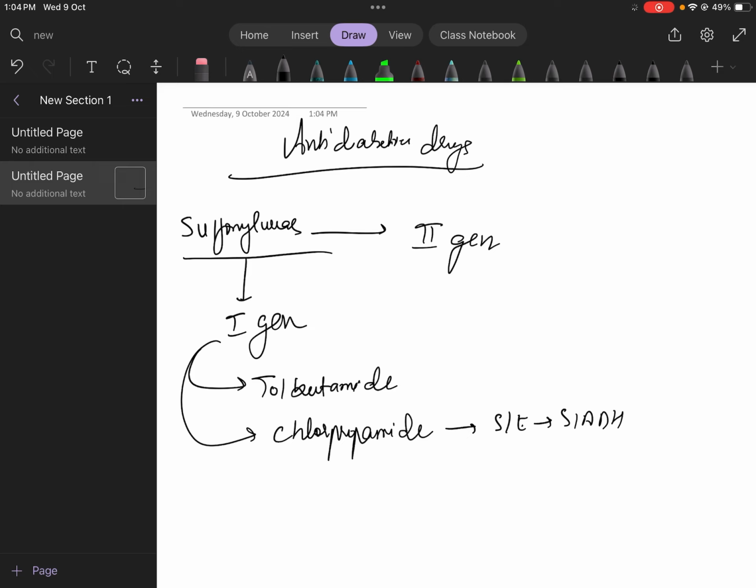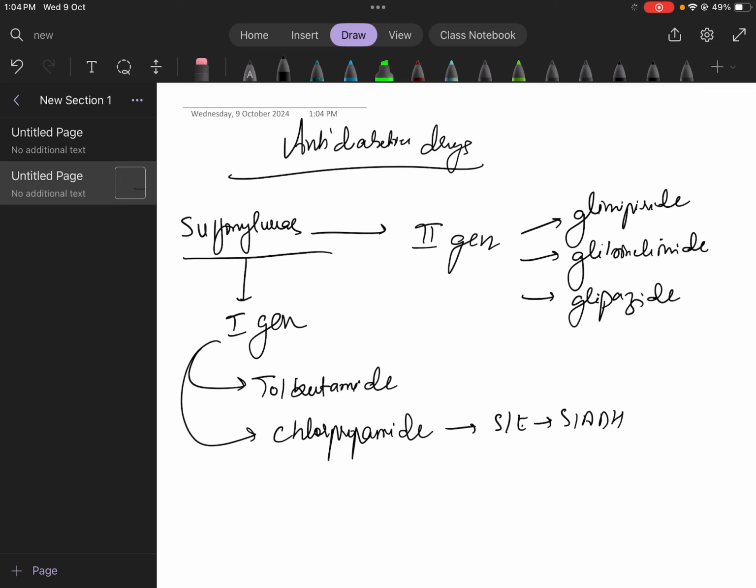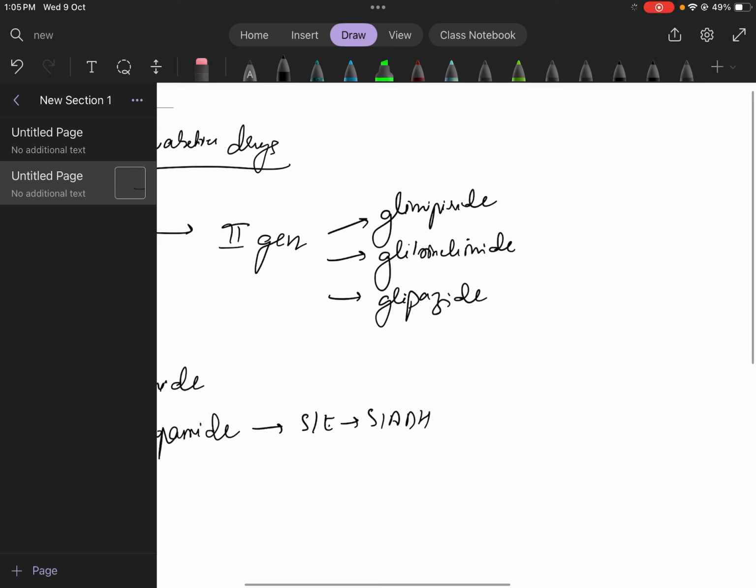Now coming to second generation, these are drugs which are commonly used now, which include glimepiride, glibenclamide, and glipizide. One important feature is that glipizide happens to be short acting. Since it is short acting, it has less chance of hypoglycemia.